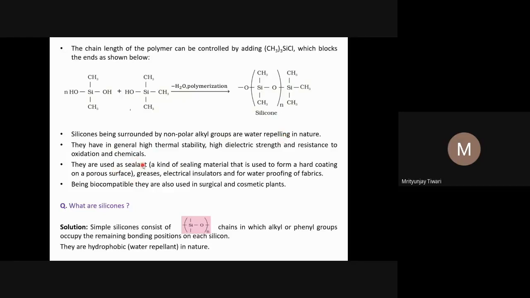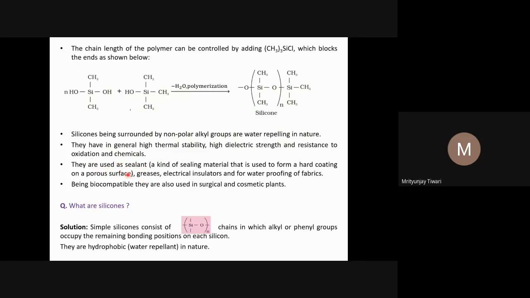They have in general very high thermal stability. One of the reasons is again the silicon oxygen bond formation. They also have high dielectric strength and resistance to oxygen and some other forms of chemicals. This means these Si-O bonds are stronger, and Si-carbon bonds are also strong bonds. So they have resistance to most chemicals and oxidation.